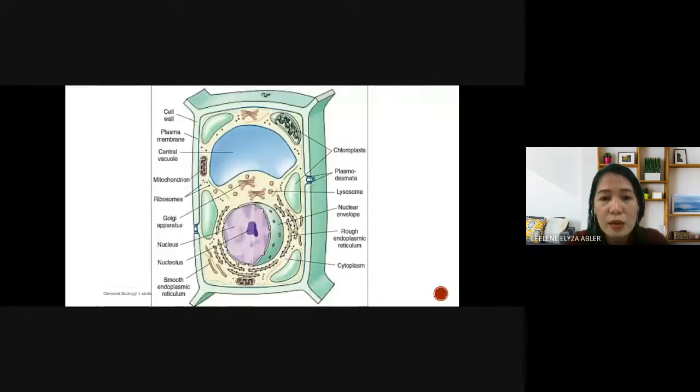Alright? So, this is your plant cell. Notice that plant cells are always rigid. We will be discussing the parts of a cell wall. Why does it look like that? It has parts, each of them. And what is the use of plasmodesmata? We will be discussing them next week.